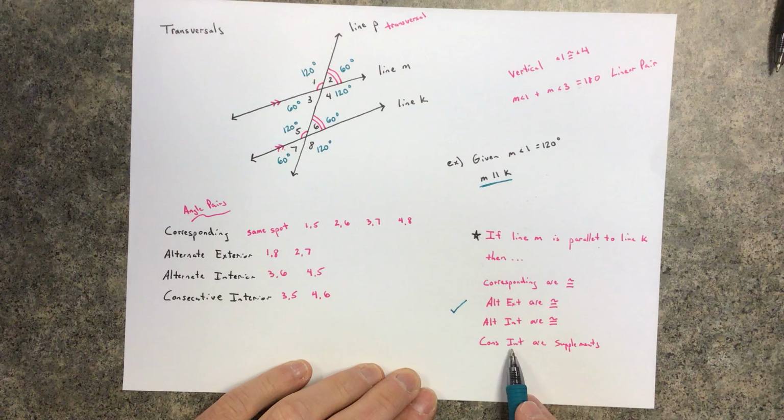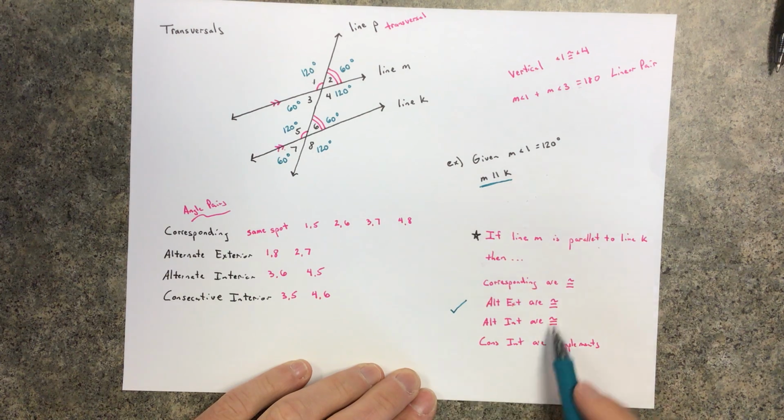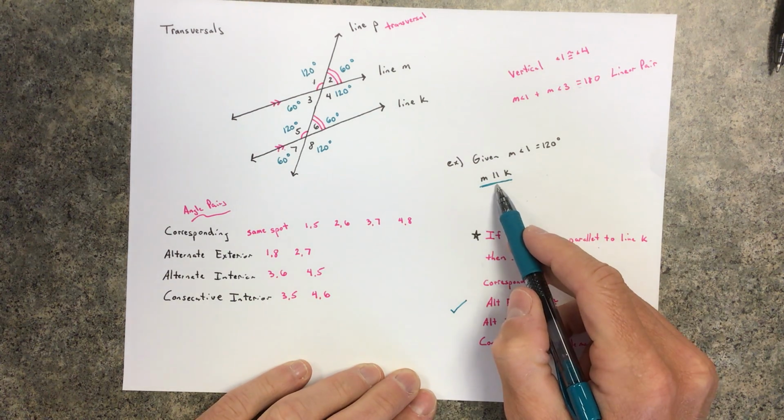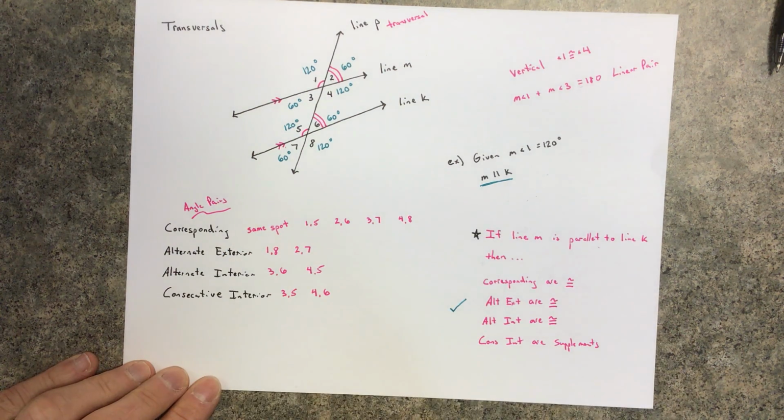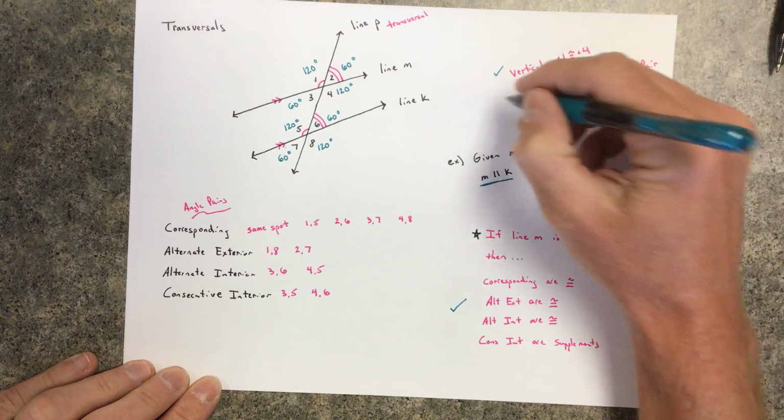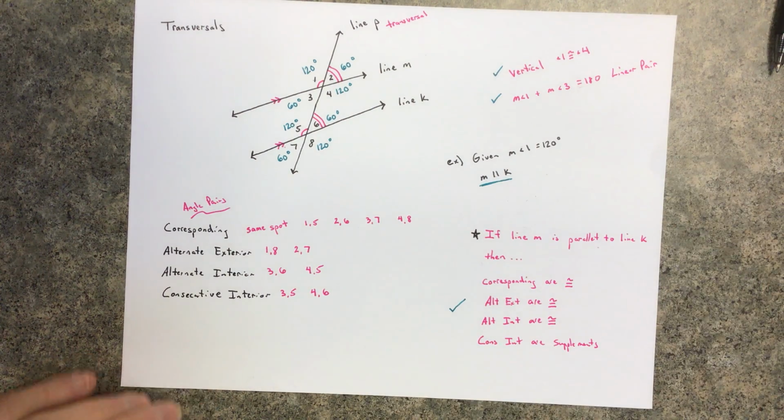Again, these are only true if the lines are parallel. These names go no matter what. These are true always, right? Vertical and linear pair are always true.